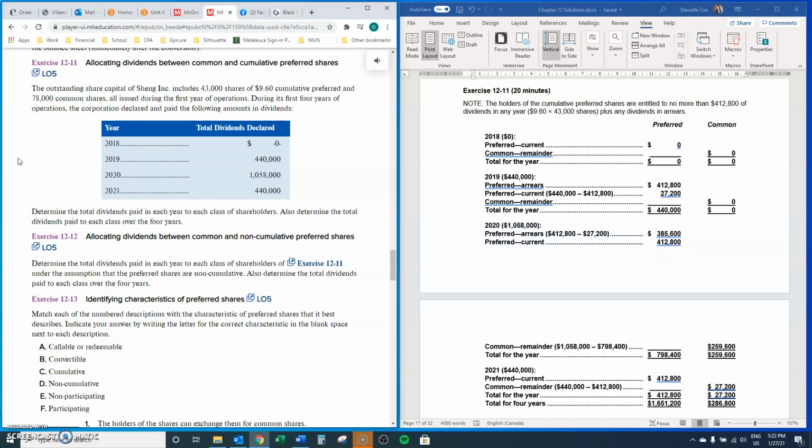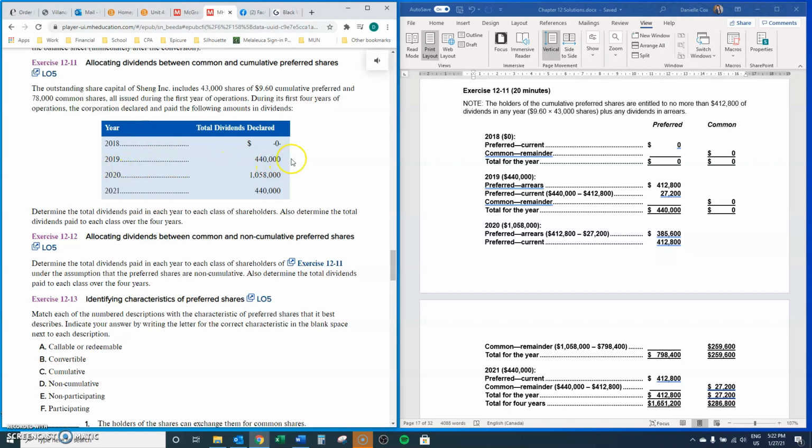Determine the total dividends paid in each year to each class of shareholders. Also determine the total dividends paid to each class over the 4 years. All right, so in 2018 there was nothing, so there's nothing paid to anybody.